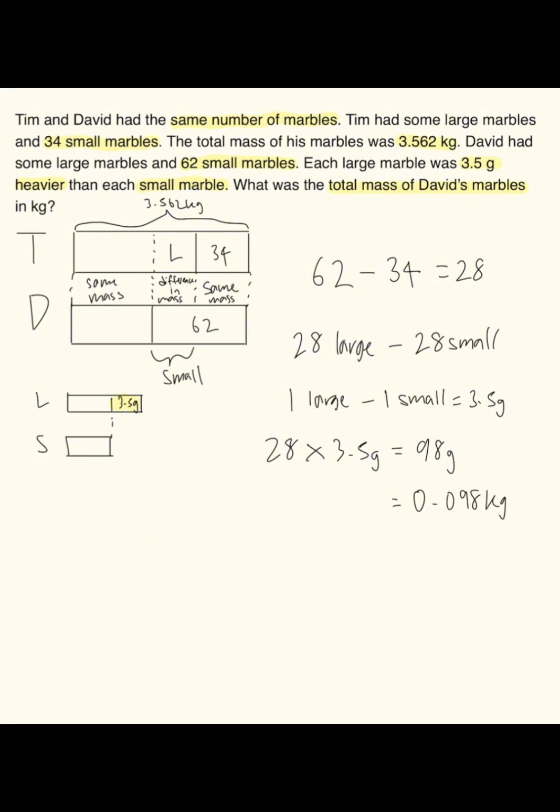And all we have to do to find David's total mass of marbles is 3.562 kg minus 0.098 kg, which will give us 3.464 kg. So our answer is 3.464 kg. Okay, and that's how you solve this question.